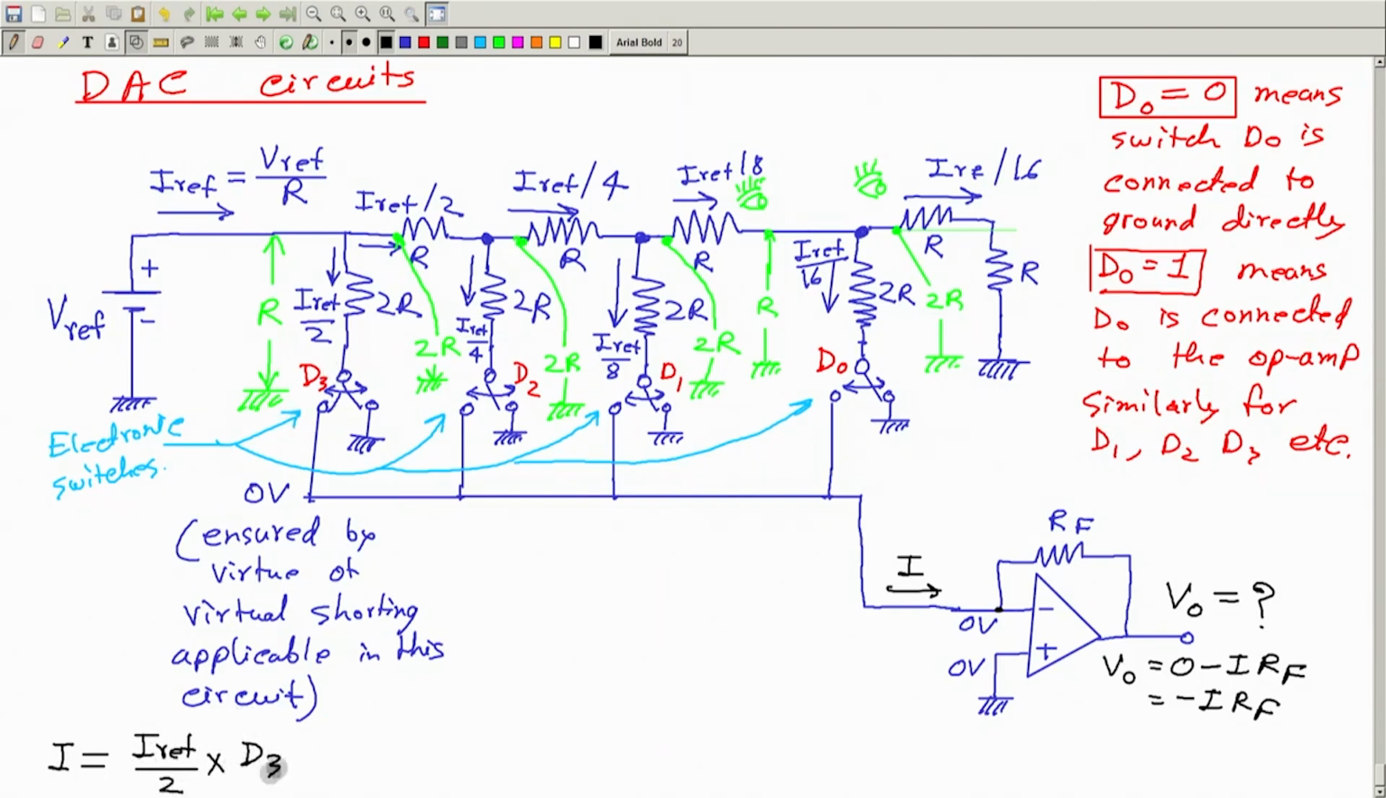Now if D3 is equal to 1, that means this is connected to this, so this current comes like this. And if D3 is equal to 0, then no current can come like this, because 0 times something will become 0. Okay, you see that?